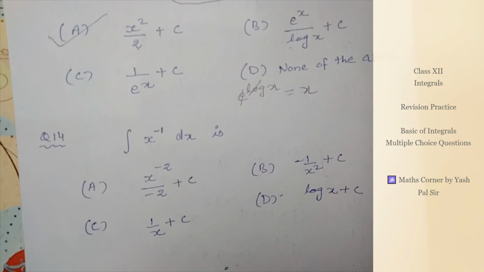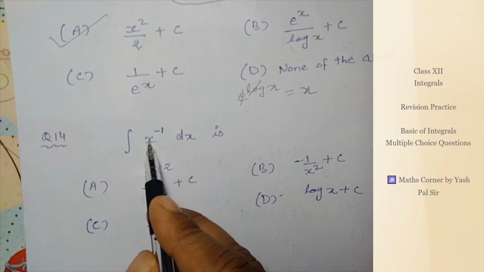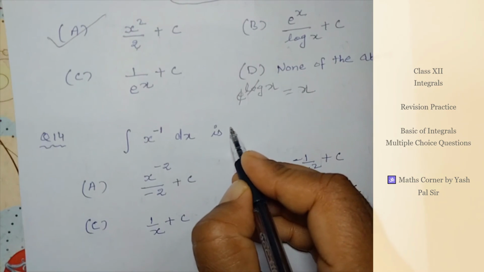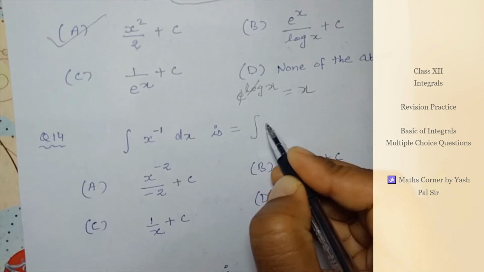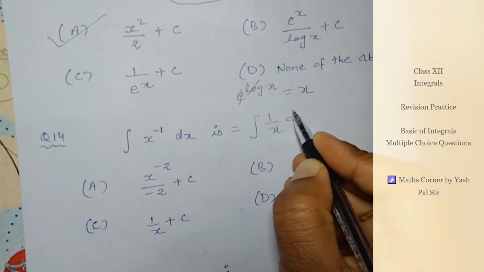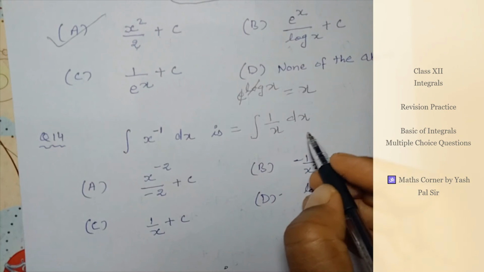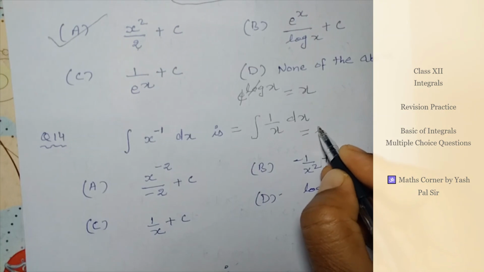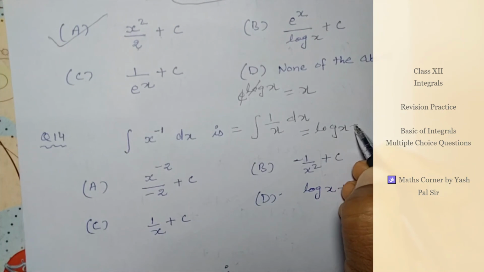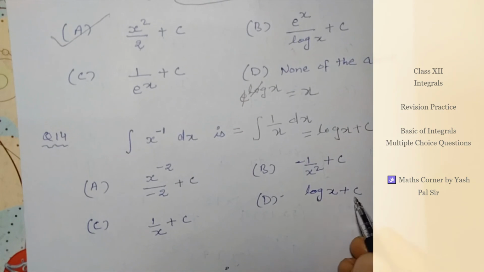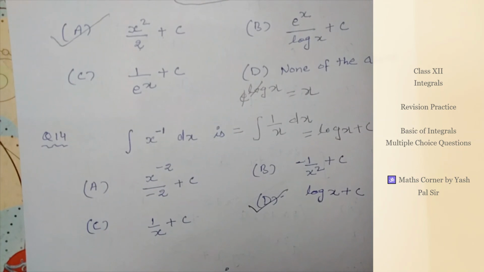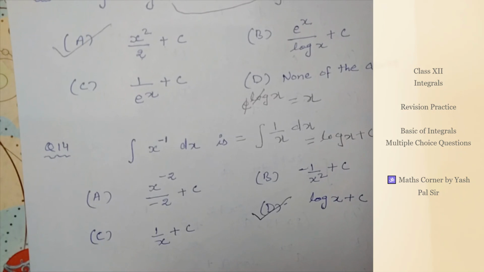Now coming to question number 14, x raised to power minus 1. Very interesting. X raised to power minus 1 mean 1 upon x dx, and now we know that 1 upon x integration is log of x plus c. So log of x plus c, option number D is the right choice.